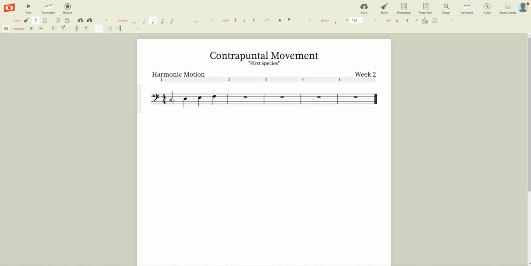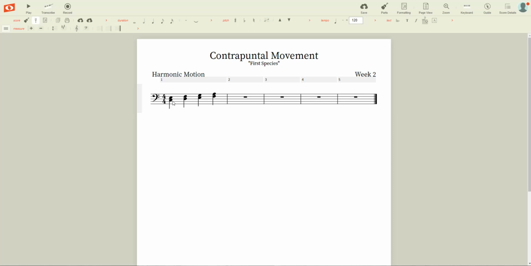Okay, let's say we've got this right here. Now see how the rate of motion is the same? The bottom note is moving by step, by step, by step. The top note is moving by step, by step, by step. So melodically, as we're looking at this, we see that the rate of motion is the same.